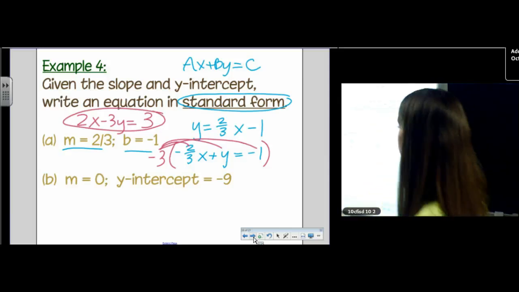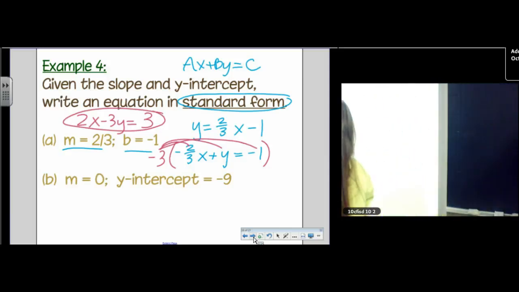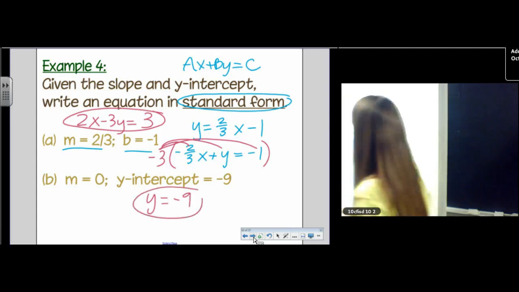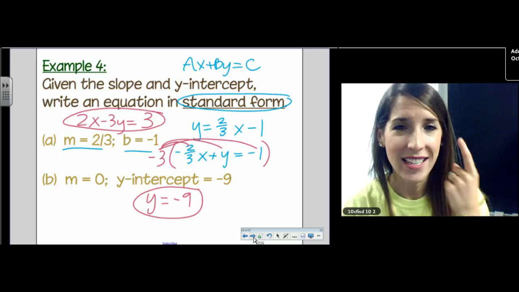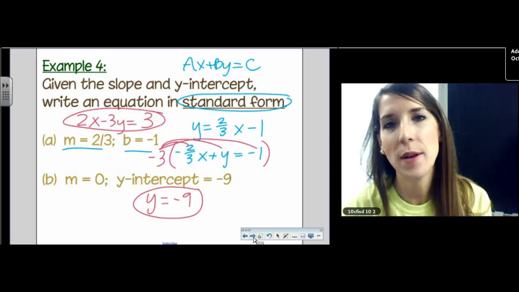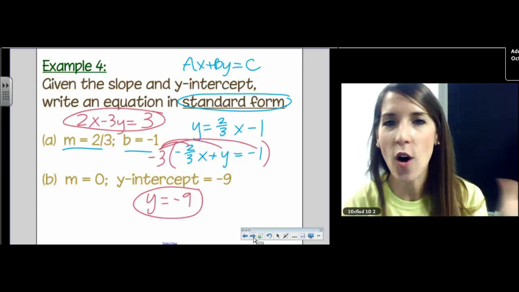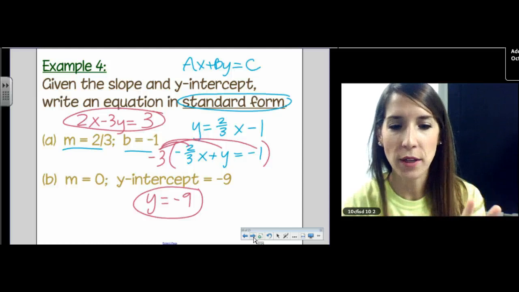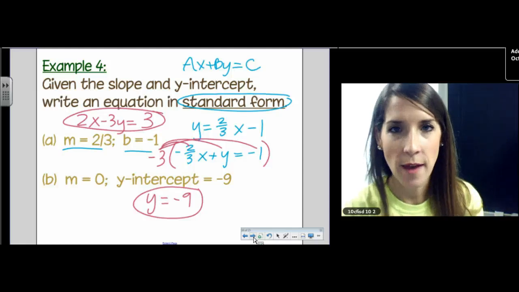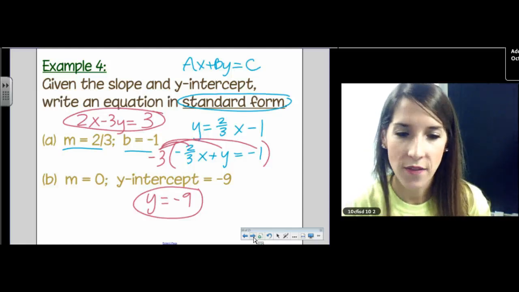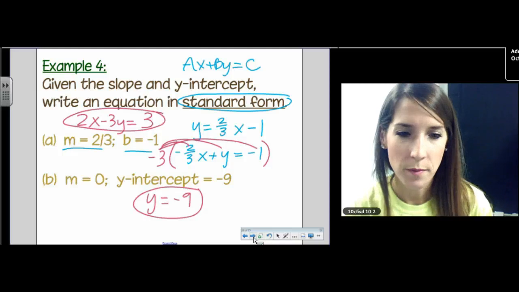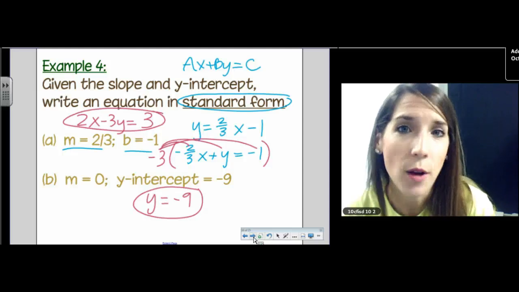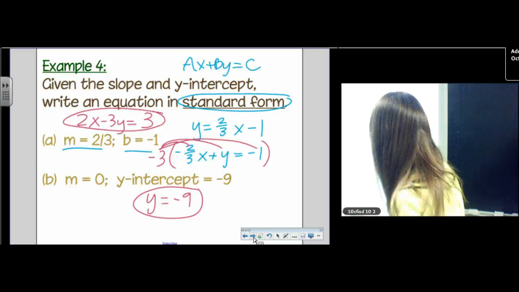On B, this one is actually really easy. It's another one of these where the slope is 0. So y equals -9, that is standard form, that's slope-intercept form, that's point-slope form, that's all the forms because that's really the only form that one can take. Okay? So y equals -9 is considered standard form because there is no x. It's like 0x.